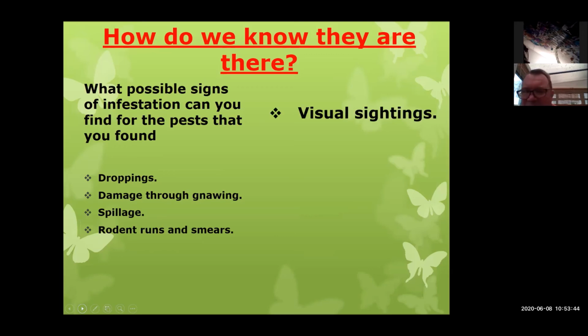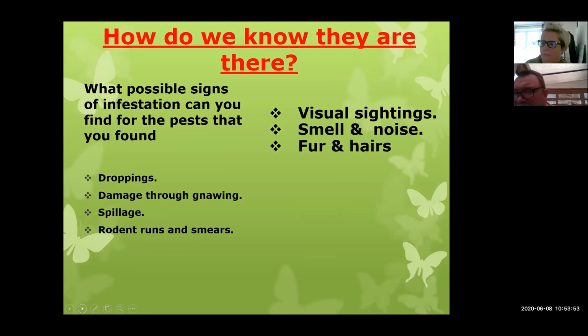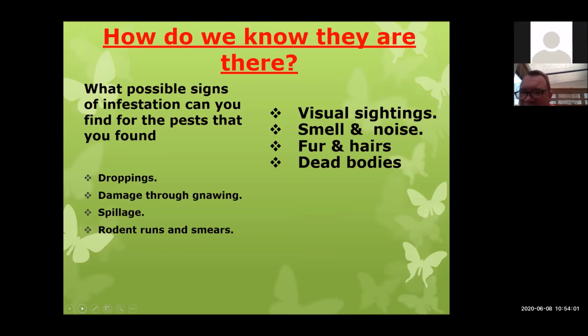You might see unexplained spoilage on the floor, where they've been eaten through a package or something. You may actually physically sight them. Probably definitely smell them. You may see some fur and hairs, and you may see some dead bodies, not as in human bodies, but dead flies and stuff like that.